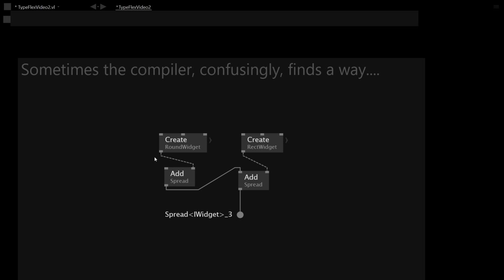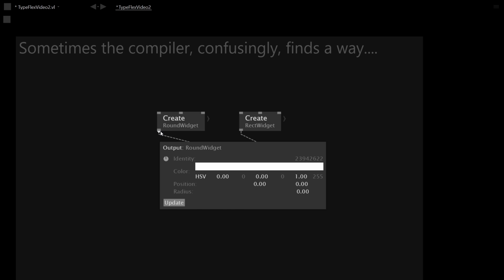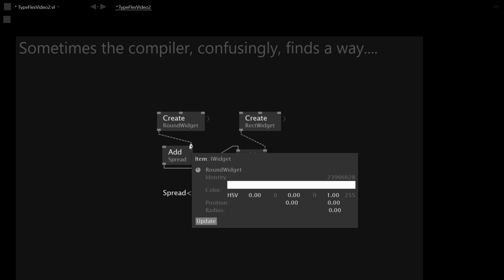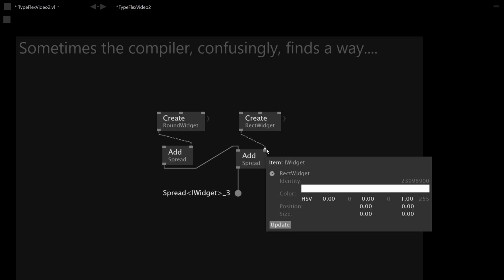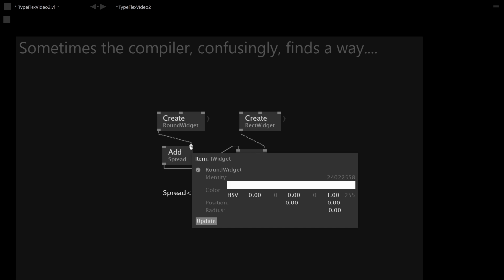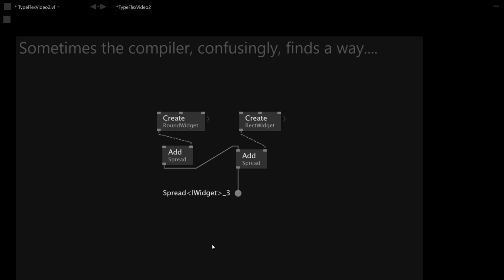We've got RoundWidget and RecWidget together in a spread, and we just said spreads don't support this kind of variance. However, RoundWidget and RecWidget are actually here being converted in the singular context. The compiler worked out that IWidget was going to be the common type of these two, and so there we have RecWidget into IWidget, RoundWidget into IWidget, and there we are. We have a spread of IWidget.